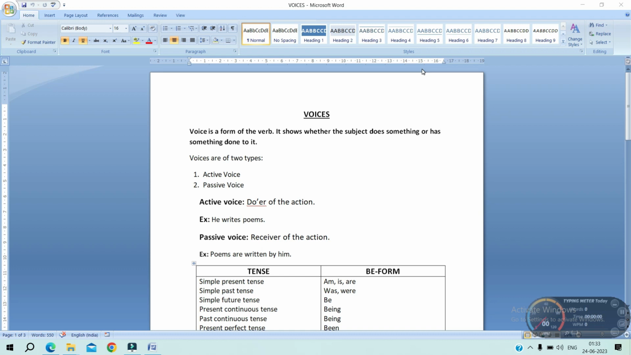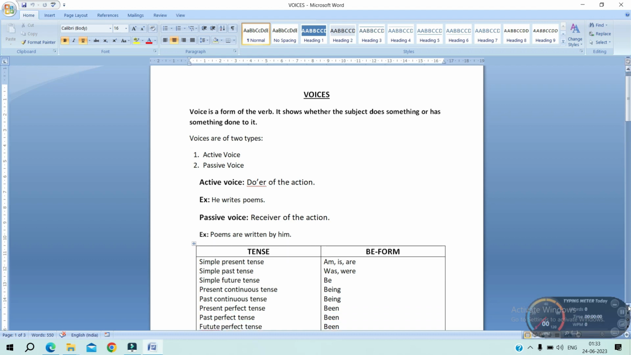Active voice is the doer of the action. Example, he writes poems. Passive voice is nothing but the receiver of the action. Active voice is a doer and passive voice is a receiver of the action. Here you can observe the example, poems are written by him.